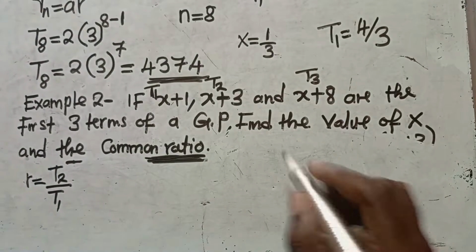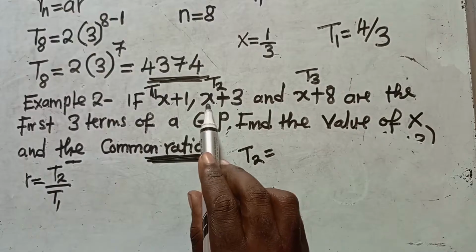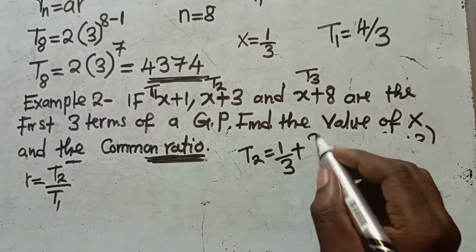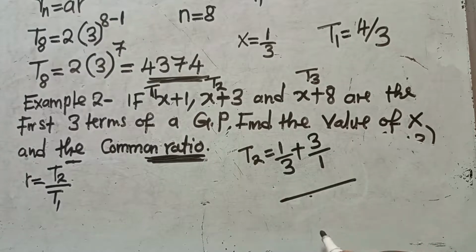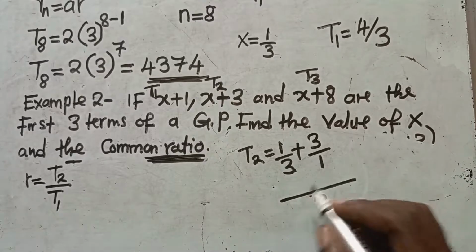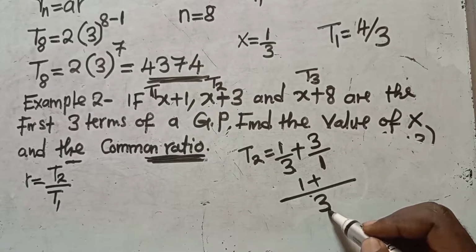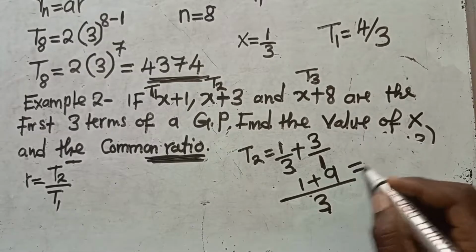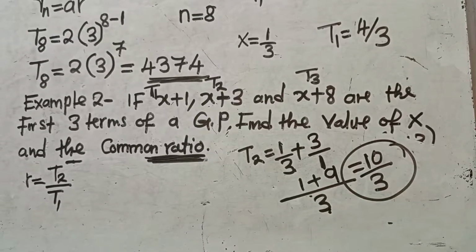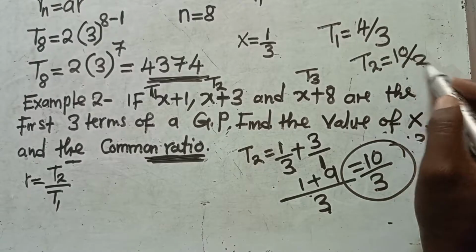How about the second term? I move to the second term. The second term is this one, x plus 3. Where there is x, I put 1 over 3, plus the 3 that is there. I say over 1. I find the lowest common denominator, which is 3. 3 into 3, 1. 1 times 1 is 1, plus 1 into 3 is 3. 3 times 3, 9. Which is equal to 10 over 3. This is my second term. So I know the second term is equal to 10 over 3.